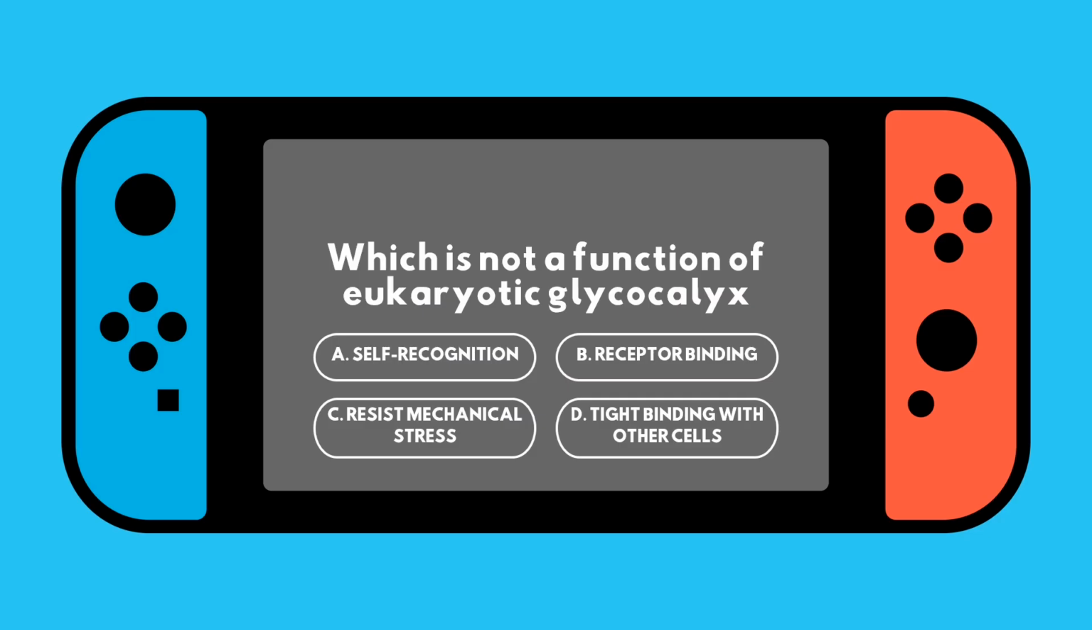Before we dive deeper into the endomembrane system, I want to talk about the cell surface membrane of the eukaryotes. So here is a question: which one is not a function of the eukaryotic glycocalyx? Let's see. Is it used for self-recognition? Yes. Is it used for receptor binding? Yes. Is it used for binding with other cells? Yes. The only thing it's not used for is to resist mechanical stress. So C is the correct answer. It's not a function of the eukaryotic glycocalyx.